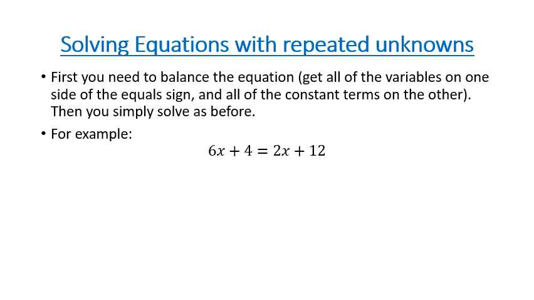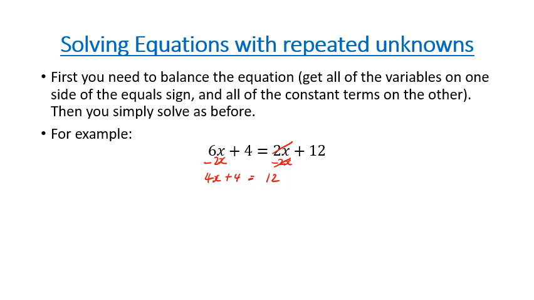Okay, so this time we're going to solve equations with repeated unknowns, but the difference with this one is that the unknowns are on opposite sides of the equal sign in our equation. So the first thing we need to do is try and get all of the variables on one side of the equal sign and all of the constant terms on the other. So to do that, I would minus 2x from both sides. That would cancel here, and that would give me 4x plus 4 equals 12.